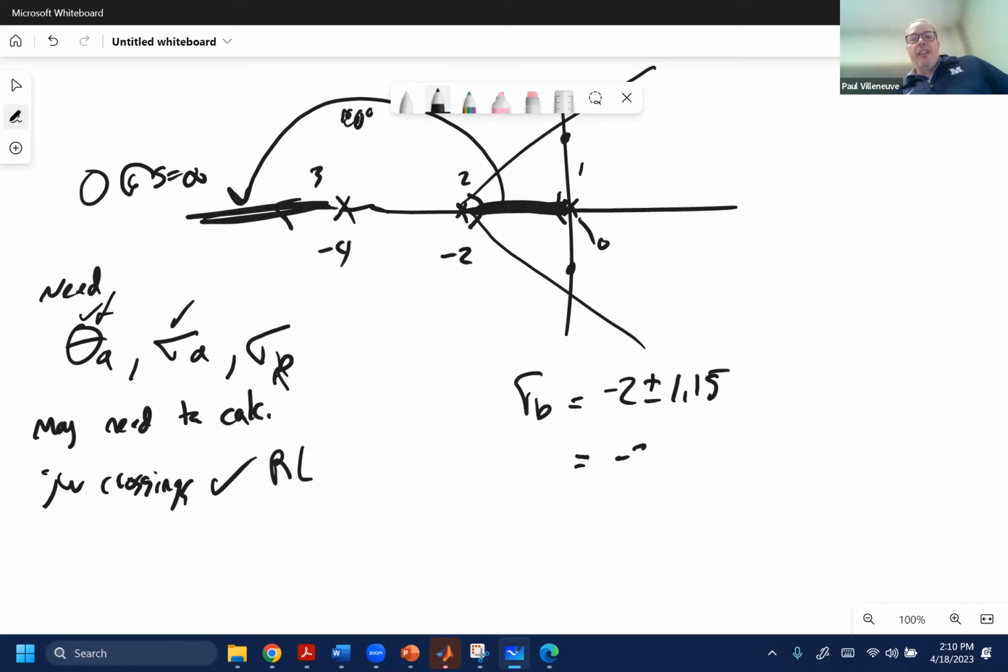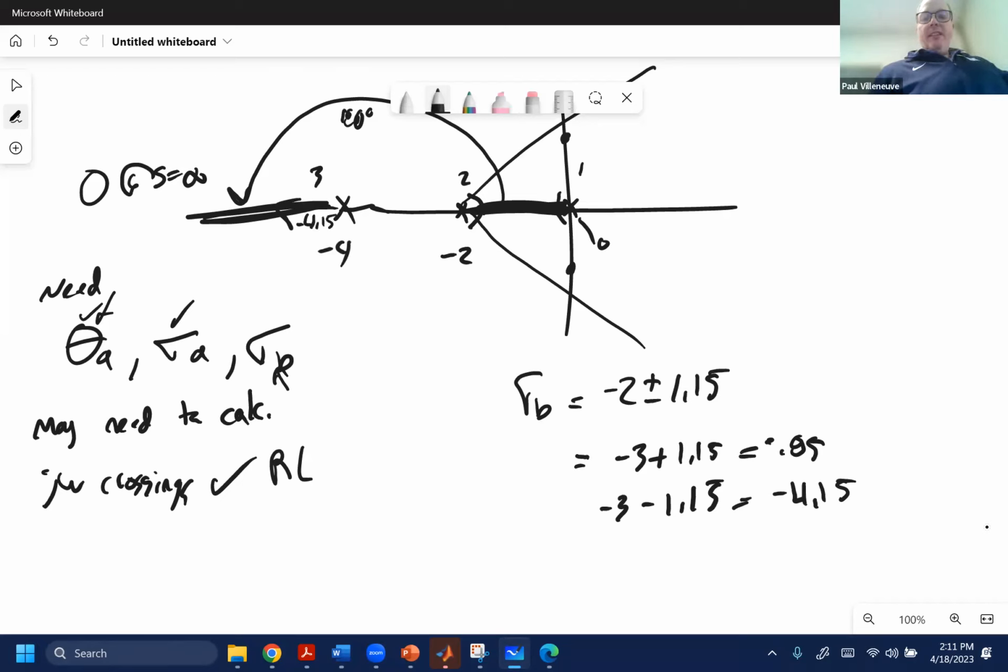If you're not sure, that's -3 plus 1.15 and -3 minus 1.15, which is equal to -0.85 and -4.15. Are those valid? Well, I have one over here. This is -4.15, and -0.85 is right over here someplace. So I've got two of them. Does that mean I break away at both locations?